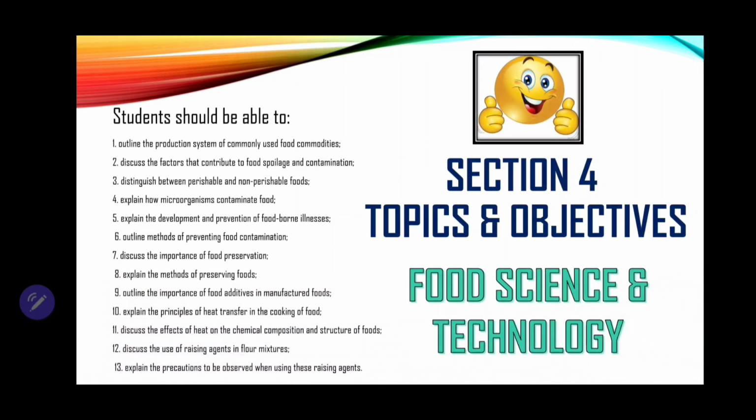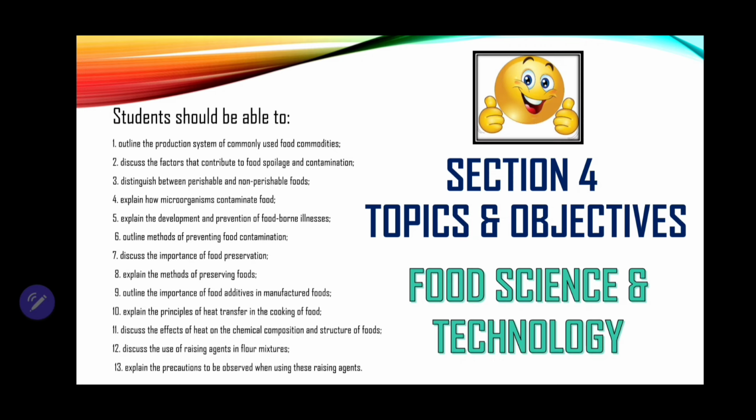1. Outline the production system of commonly used food commodities. These are like sugar, the production of cereals, dairy products, eggs, oil, and so on. Number 2, discuss the factors that contribute to food spoilage and contamination, where you look at warm temperature, moisture, improper storage, poor food handling, and so on. 3. Distinguish between perishable and non-perishable foods. 4. Explain how microorganisms contaminate food. Number 5. Explain the development and prevention of food-borne illnesses.